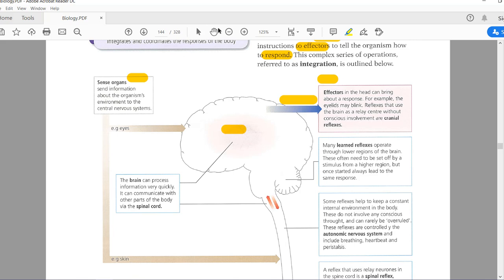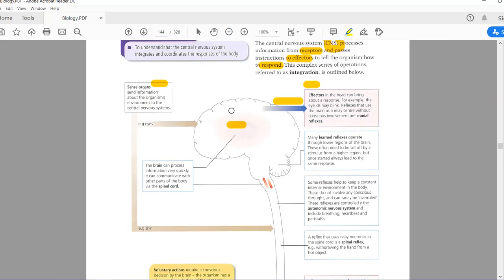Now, let's take an example. Sense organ, for example, eyes. The stimulus for eyes is light. So the sense organ sends information about the organism's environment to the CNS. Then the CNS will process this information and send an order or message through the motor neuron to the effector, and the effector will respond in a proper way.